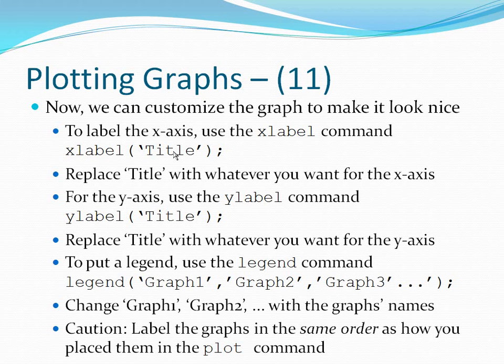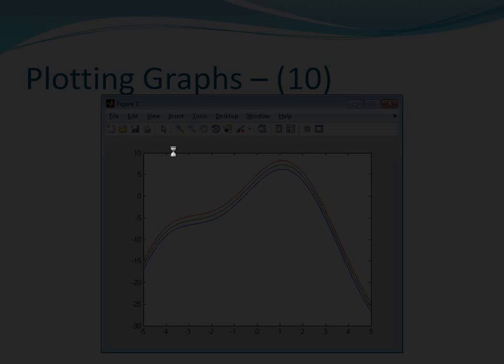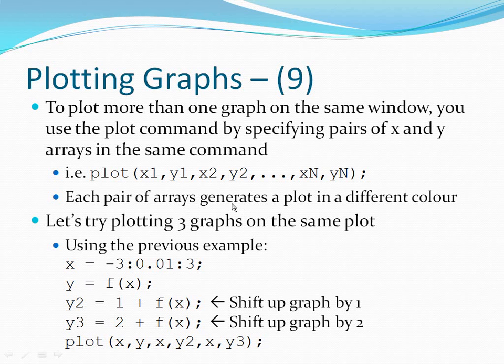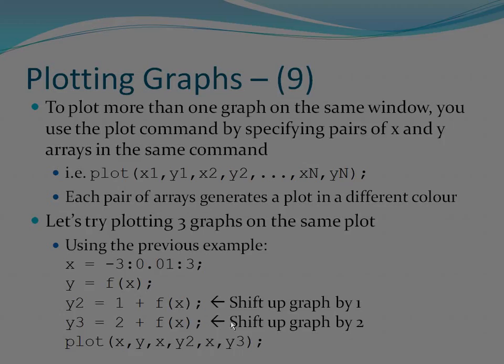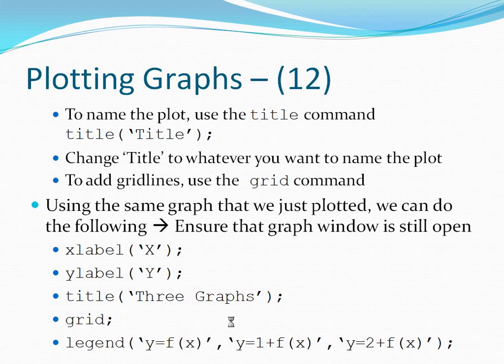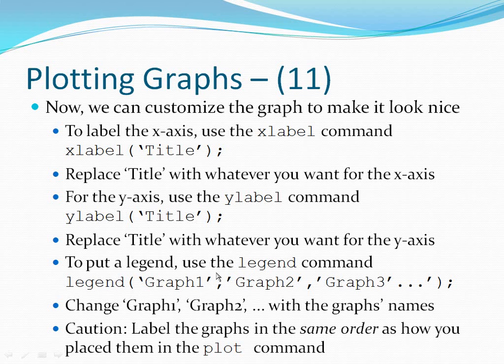And if you want to put a legend, how the legend works is that you have to name the graphs in the same order as how you placed them in the plot command. So if you go back to here, when you specify the first title in the legend, it's going to correspond to this graph. When you specify the second title, it's going to be this graph, and this is the third title. So you have to make sure that it's in the same order as how you specified it in the plot command. And legend just takes in a string of strings. So you specify single quotes: this is the first title, the second title, and this is the third title of whatever graph you want.